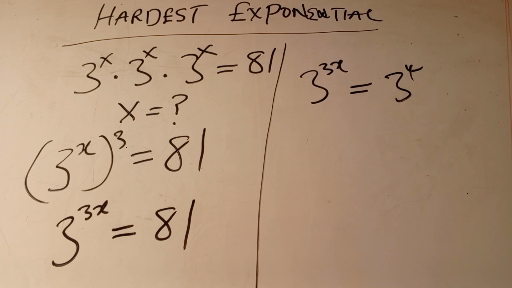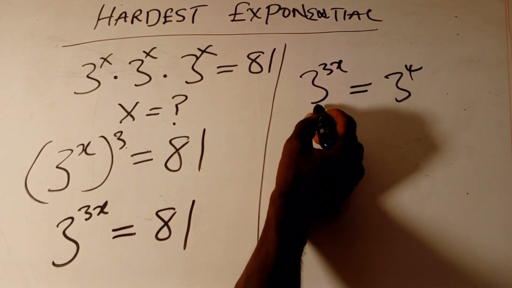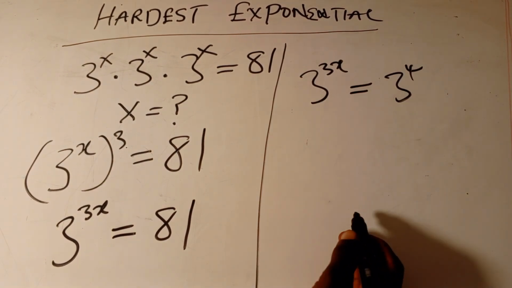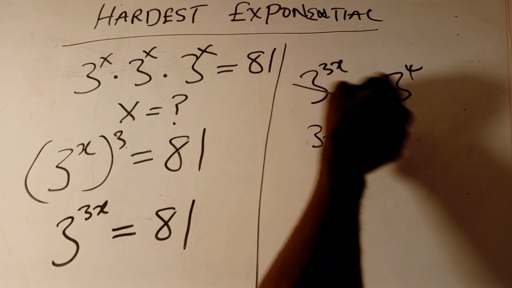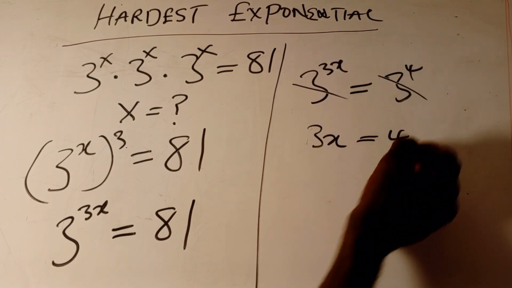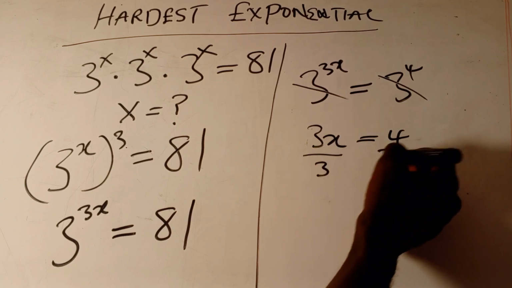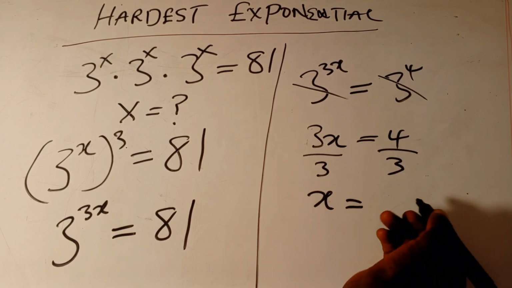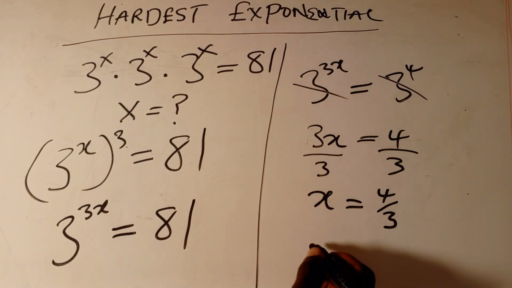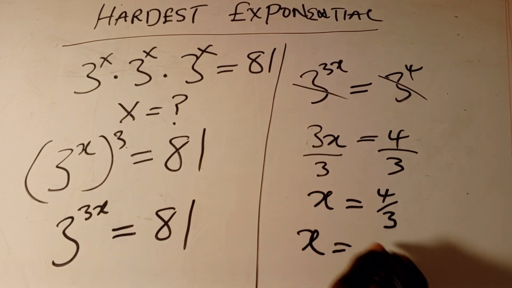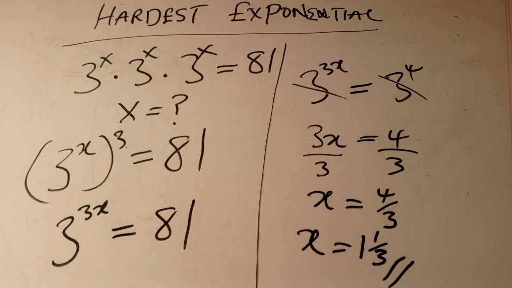Then lastly, you will have to equate the equation. Since we have 3 raised by 3x is equals to 3 raised by 4, therefore you have 3x, this 3 goes with this 3. We have 3x is equals to 4. By dividing both sides by the coefficient of x, here we have x is equals to 4 over 3. Also, since this is an improper fraction, we have x is equals to 1 and 1 over 3. That's the value of x.